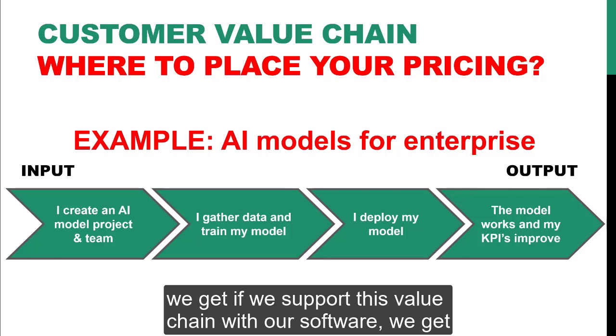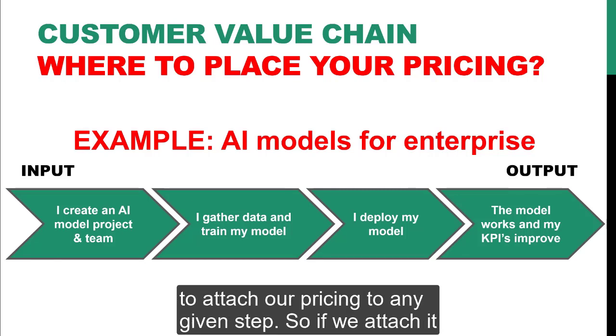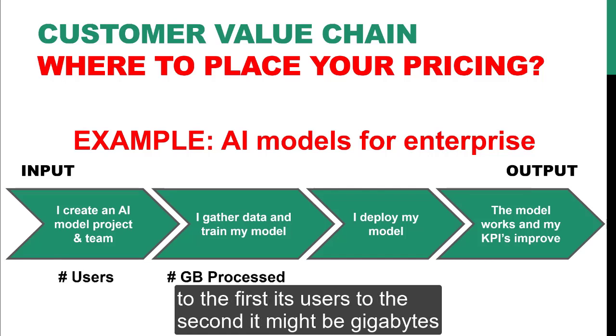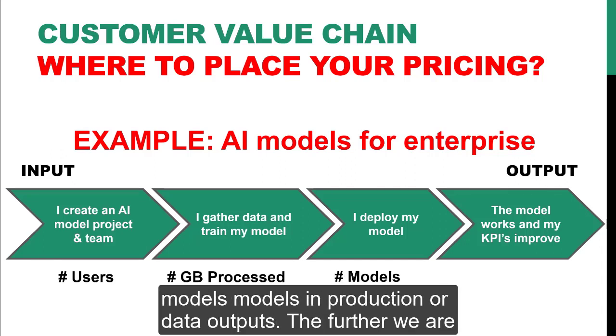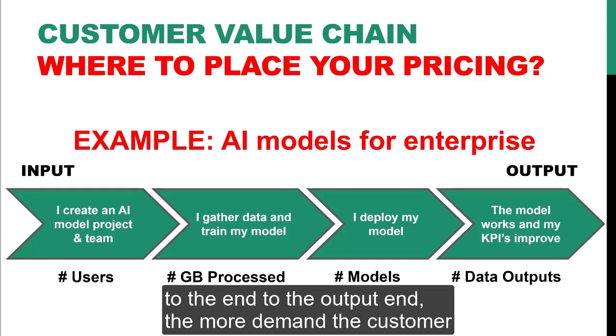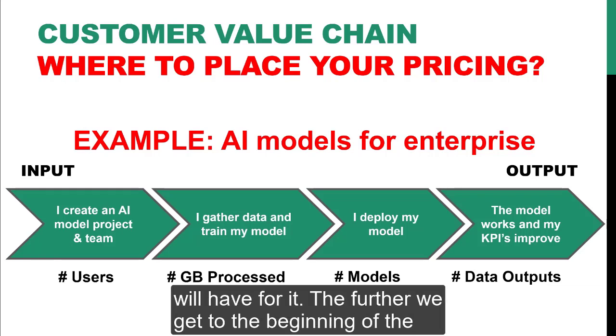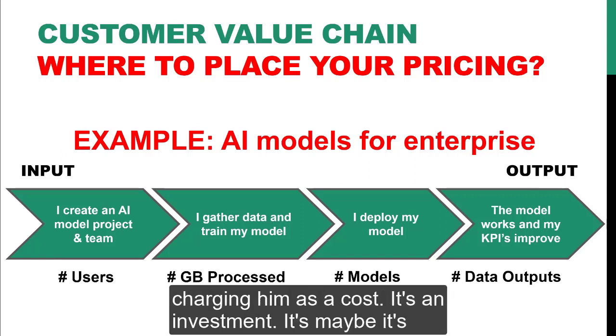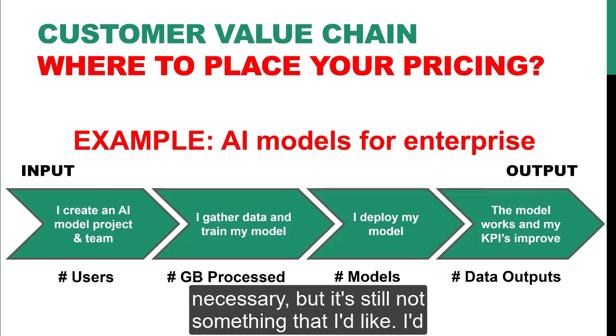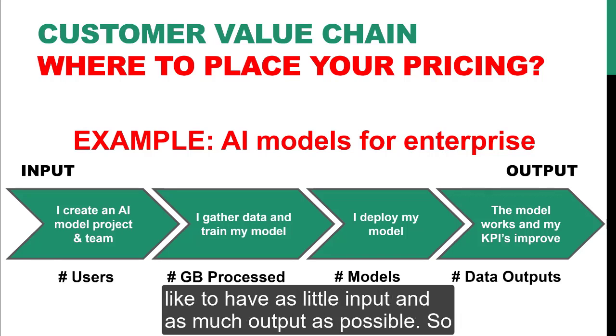If we support this value chain with our software, we get to attach our pricing to any given step. If we attach it to the first, it's users. To the second, it might be gigabytes processed or data entries or something like that. It could be models in production, or data outputs. The further we are to the output end, the more demand the customer will have for it. The further we are to the beginning of the value chain, the more the customer will look at what we're charging them as a cost. It's an investment. Maybe it's necessary, but it's still not something that I'd like. I'd like to have as little input and as much output as possible.